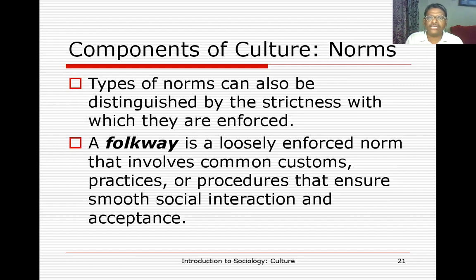A folkway is a loosely enforced norm that involves common customs, practices, or procedures that ensure smooth social interaction and acceptance. Some of these folkways, these norms, are very good. The society runs with that. Society's rules and regulations.